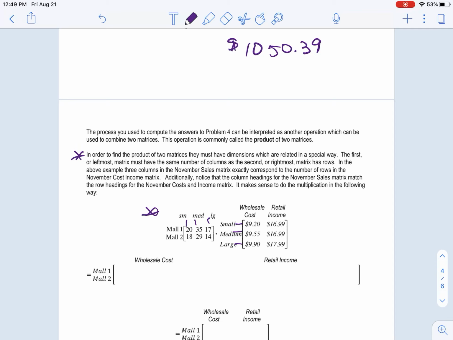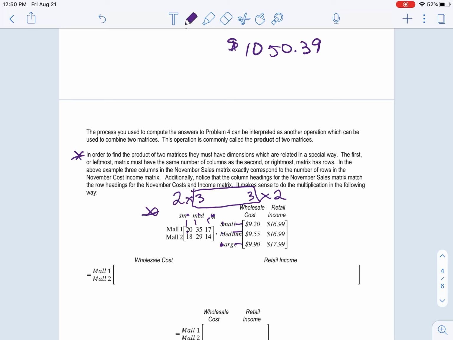If it's a story problem, they should have the same labels too, because you went small with small, medium with medium, large with large. Okay? So this matrix is 2 rows by 3 columns. This other matrix is 3 rows by 2 columns. To multiply matrices, these inside numbers have to match. And if it's a story problem, the units need to match.